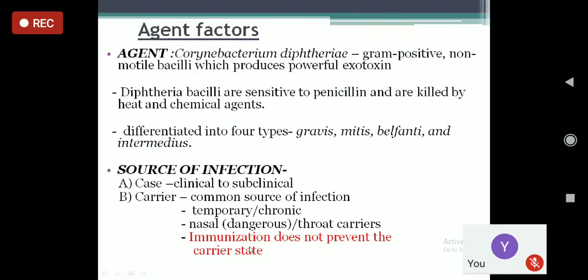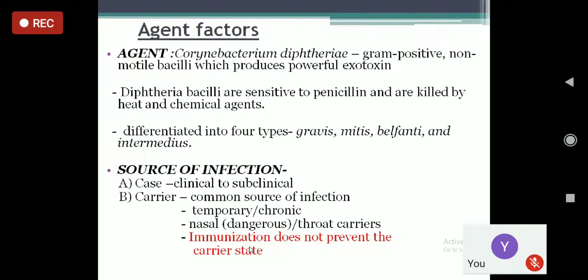So you know the causative agent is Corynebacterium diphtheriae, diphtheria bacilli, which are non-motile, cannot move, and produce a powerful exotoxin. These bacilli are sensitive to the penicillin group of drugs, and are killed by heat and chemical agents. They are differentiated into four types: Gravis, Mitis, Belfanti, and Intermedius.